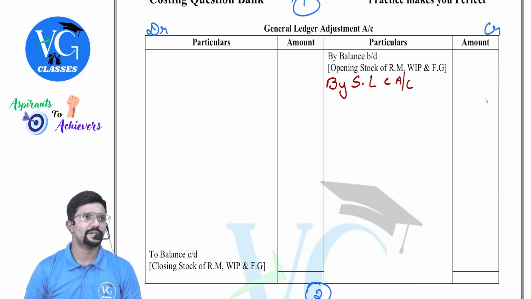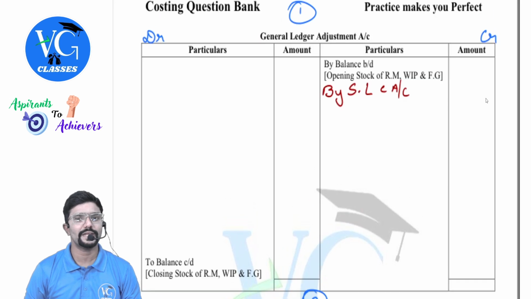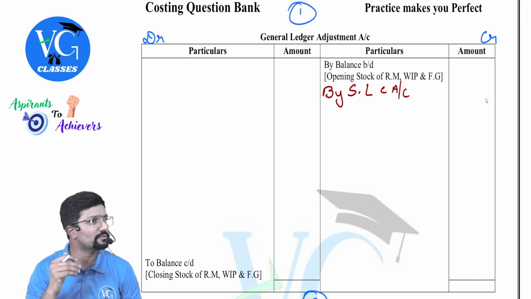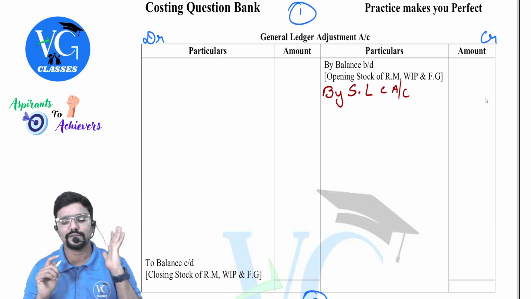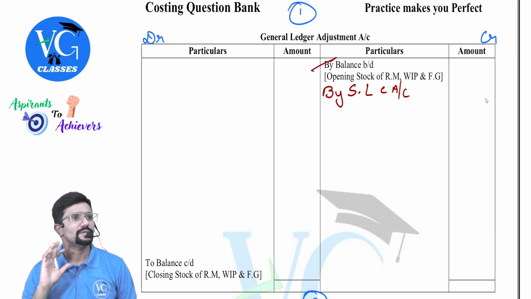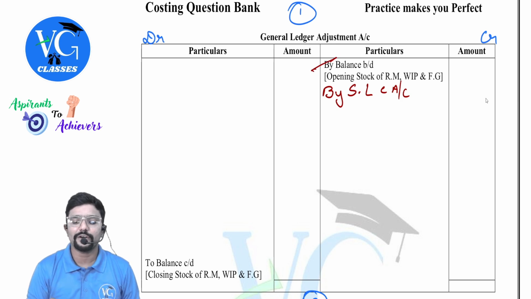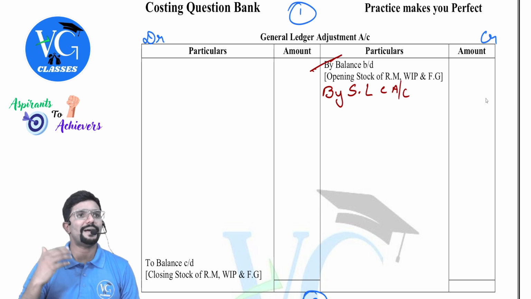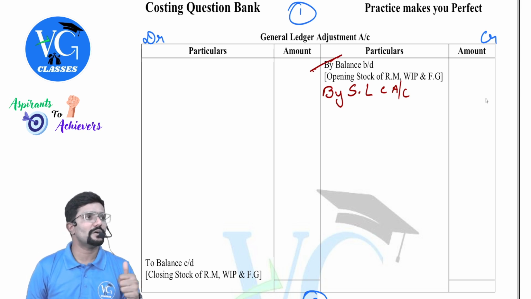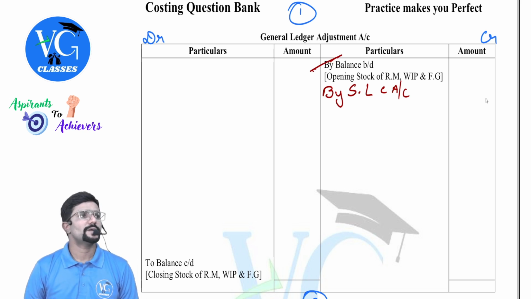Now go to the stores ledger. Record it on what side? The opposite side, the debit side, because we are purchasing. Guys, one second. Sorry, we didn't pass the opening balances. Before this, opening balances should come for the respective accounts. First, write it for the general ledger on the credit side. If already written, good. If not, please write it first: by balance brought down, which is nothing but the opening stock of raw material, WIP, and finished goods.